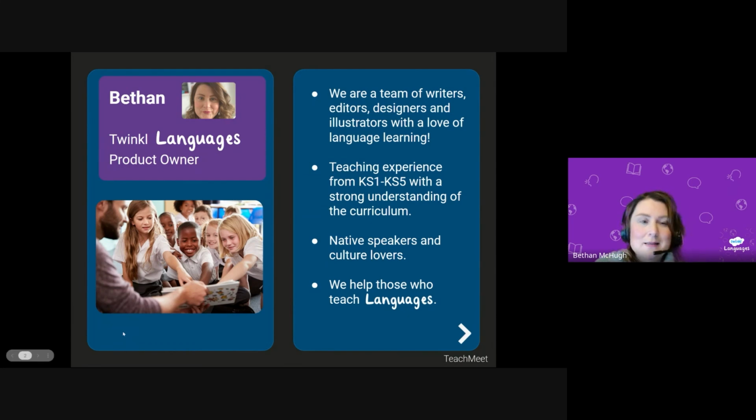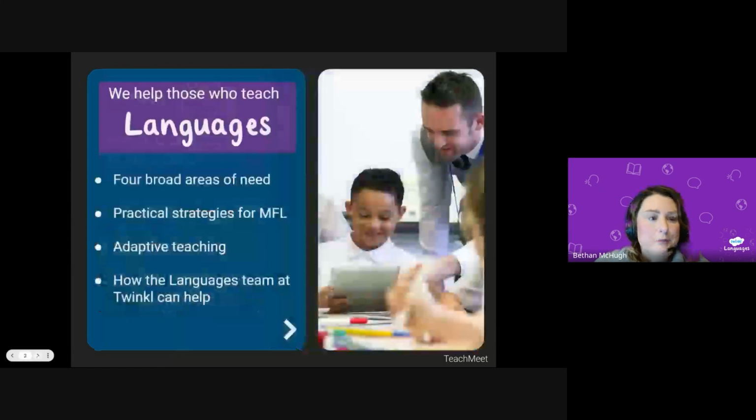As a result, an area such as SEND in languages can be overlooked, because languages can be overlooked. And it is something that, as a language specialist or as a language teacher within your school, it's really important to consider how languages can impact children and how children can impact your teaching as well, how it flips both ways.